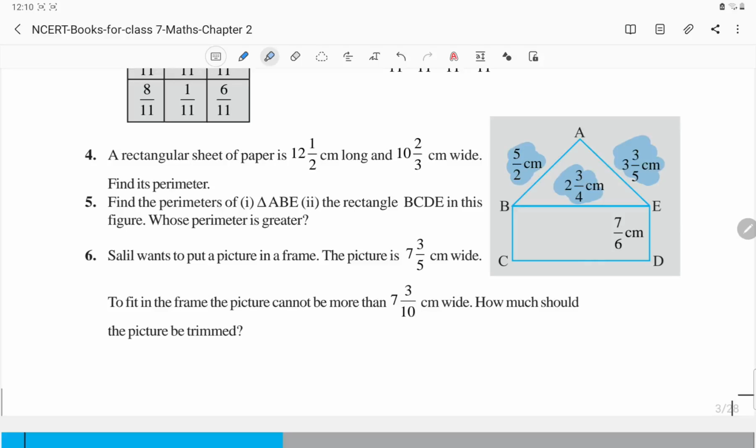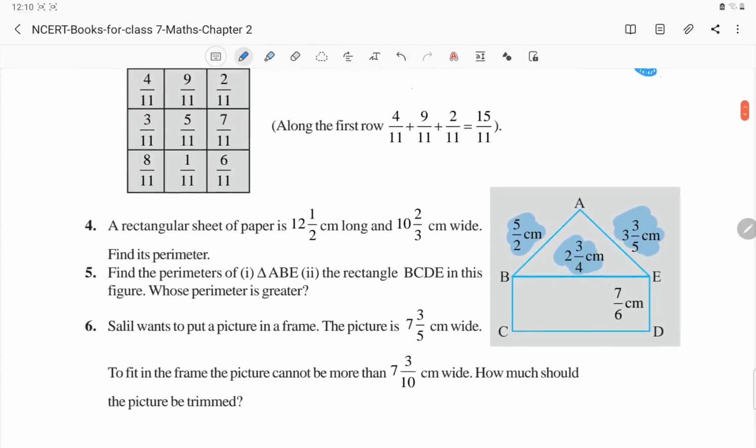So perimeter is adding them all together. So let's add them all together. 5 by 2 plus 2, 3 by 4 plus 3 by 5. Let's turn the mixed fractions into improper fractions. So 5 by 2 plus 4 times 2, 8 plus 3, 11 by 4. 11 by 4. And 3 times 5, 15 plus 3, 18 by 5.